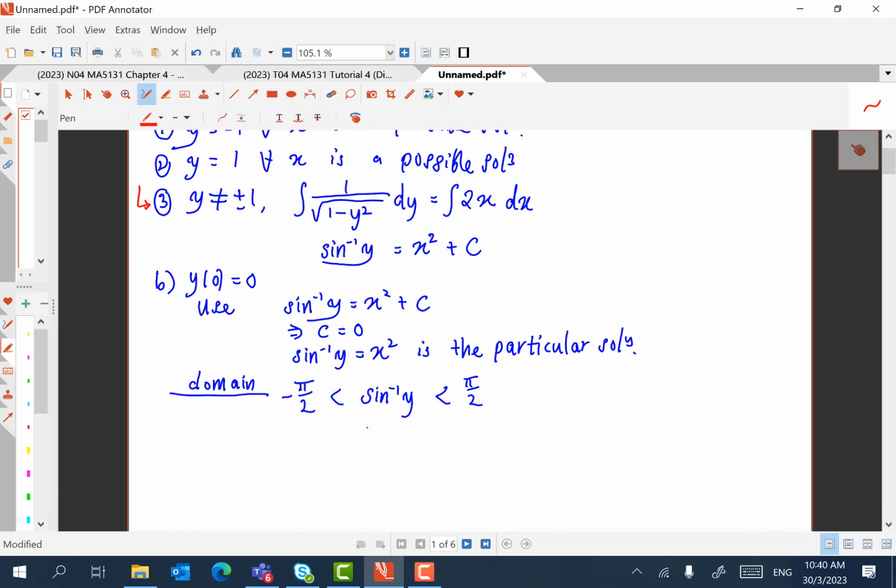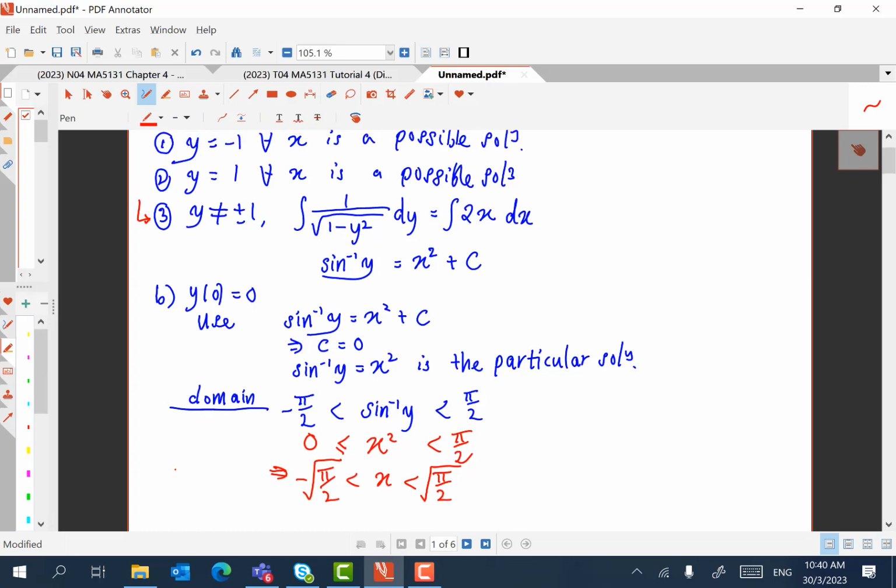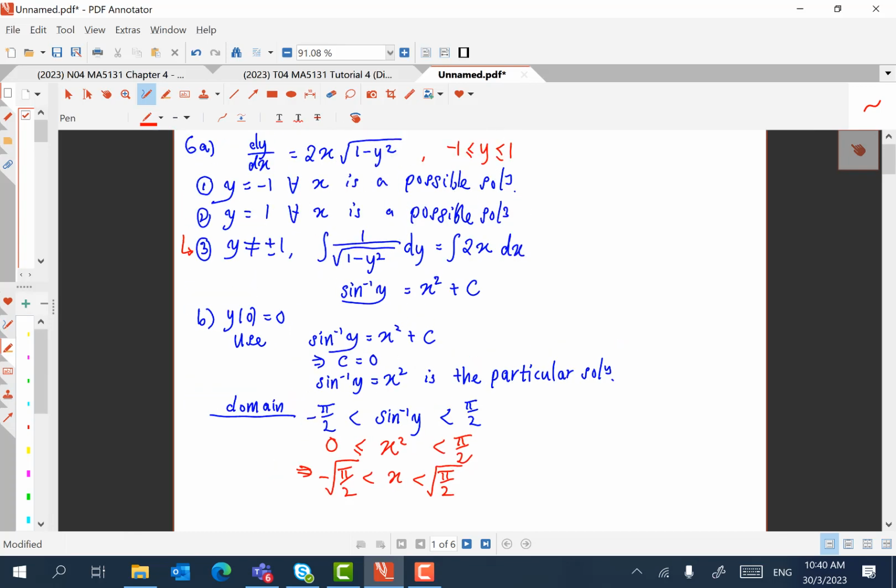So then you're going to get x squared less than pi over 2. But x squared itself must be at least 0. So therefore your final domain will look like this. Whenever you work out the particular solution, it's always good to also write down the corresponding domain. So for part B, this is it. Like this, 6B.